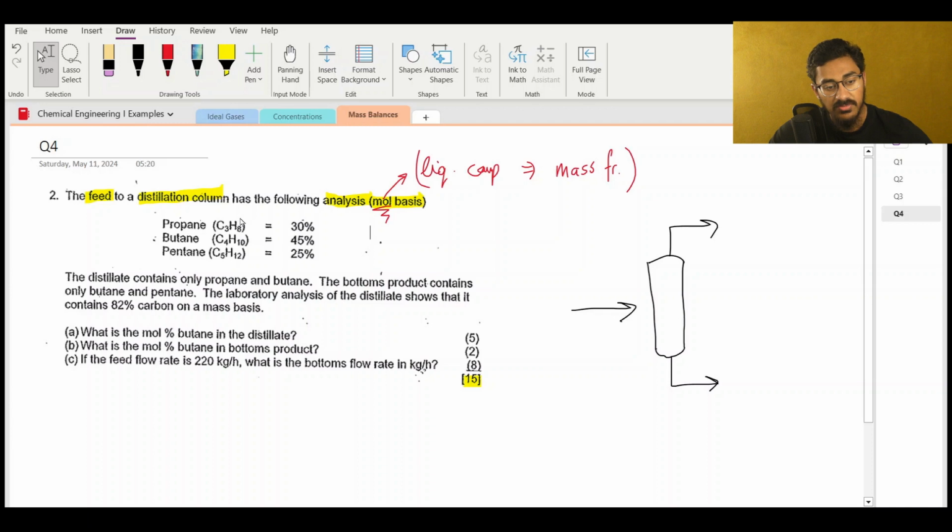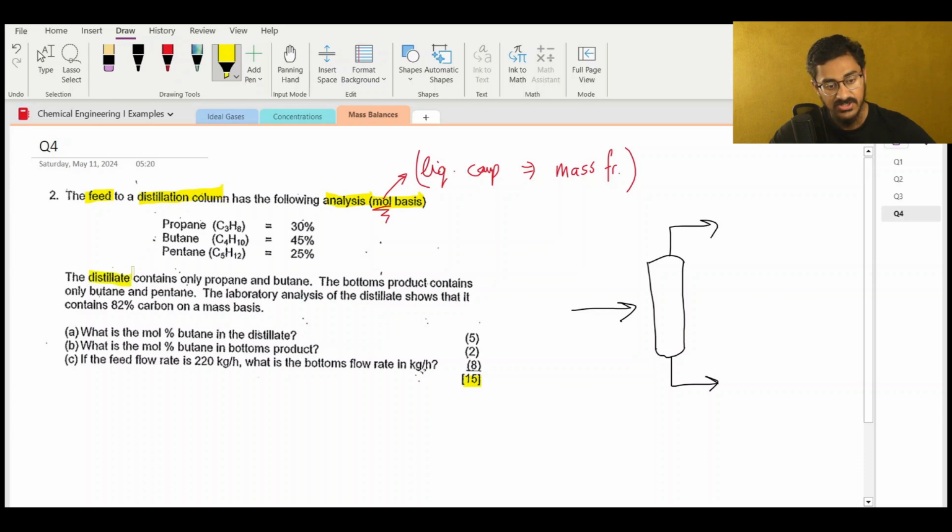All right, so they tell me the feed is made up of propane, C3, butane, C4, and pentane, C5. And I've got 30, 45, and 25%. So let's start drawing my picture. But before we do that, let's just read the rest of it.